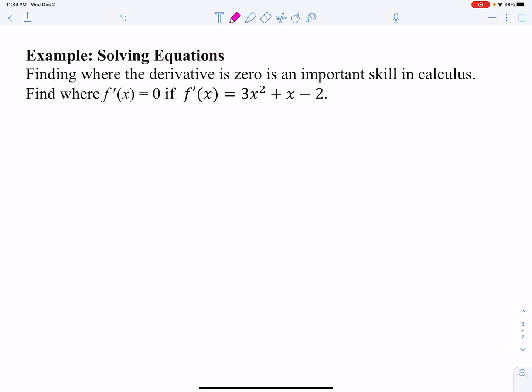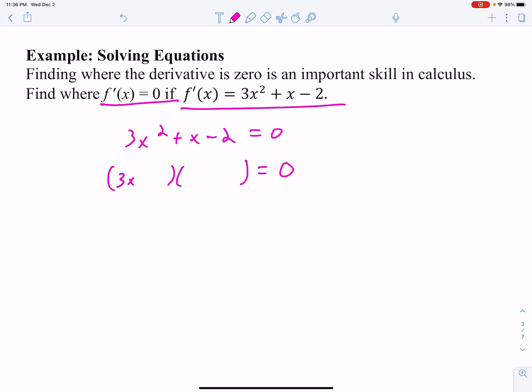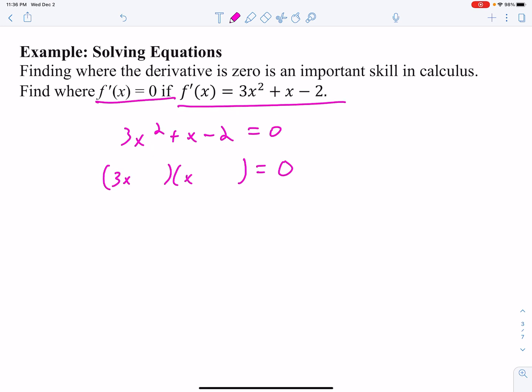Again, finding where the derivative is 0 is an important skill in calculus. So find where f prime of x equals 0 if this is your derivative. So in other words, we just take the function, set it equal to 0, factor, solve. Okay, so 3x squared plus x minus 2 equals 0. All right, so we're going to set up our parentheses here. So it's going to be 3x and an x. And then we have a negative 2 out here, so we're going to multiply a 1 times 2.